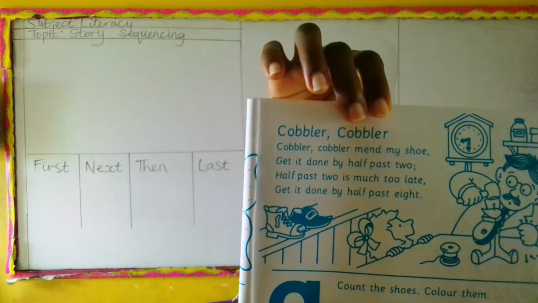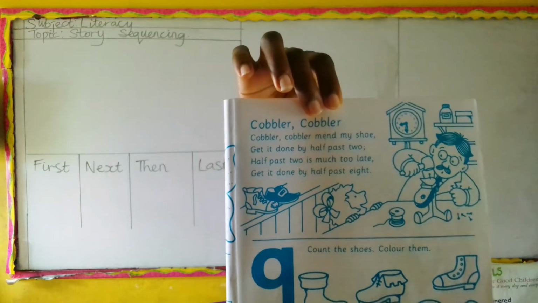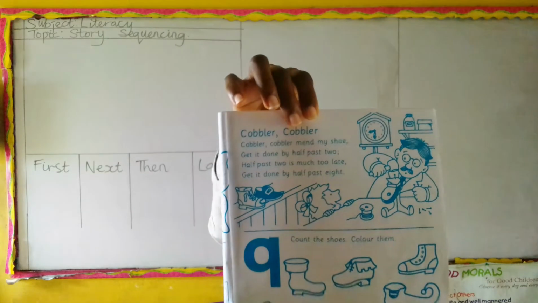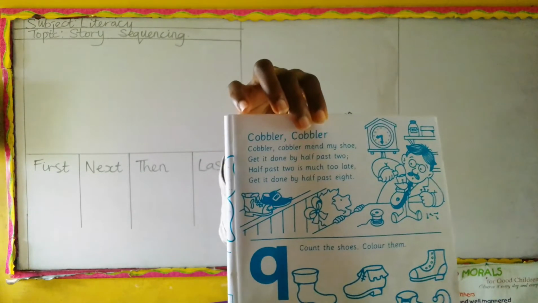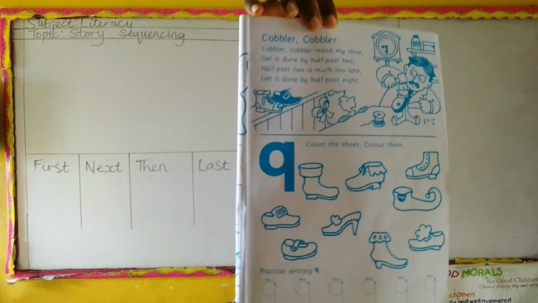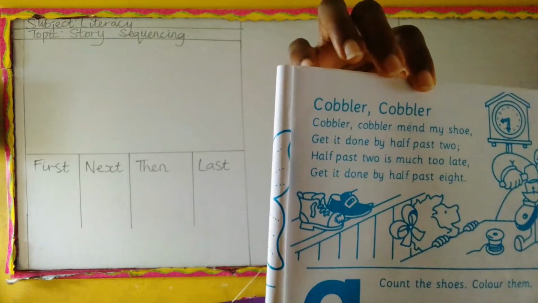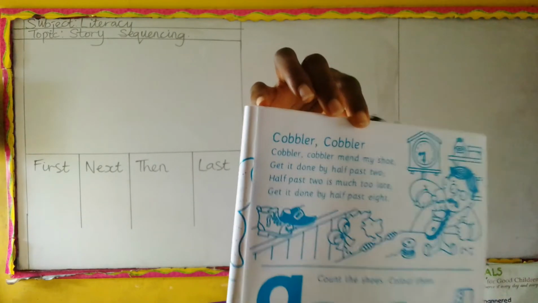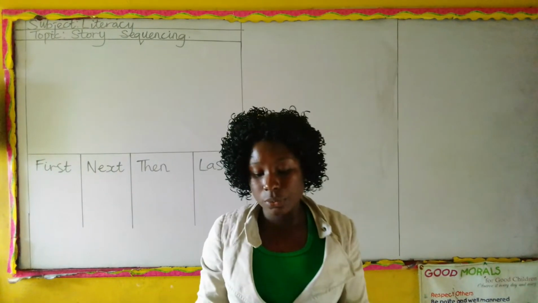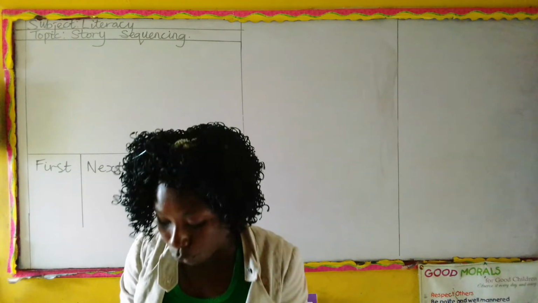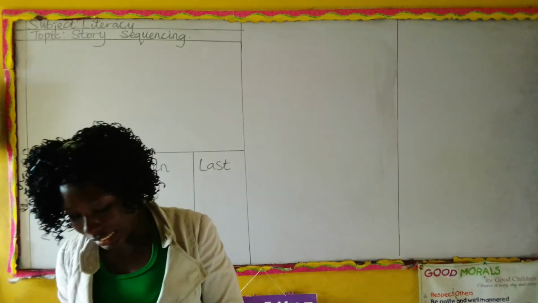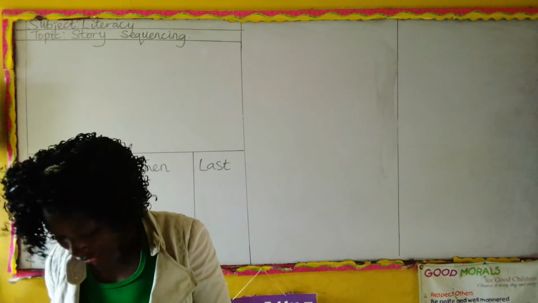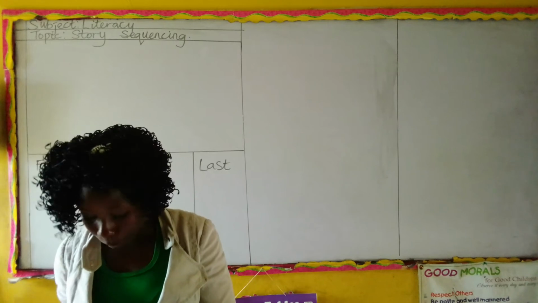Okay, so look at the story. Look at it. So try reading it. Yes, darlings. So can you see the story? Okay. So try reading it. Okay. So that's it. So now we're going to arrange the story in sequence. Yes, we're going to arrange the story in sequence.